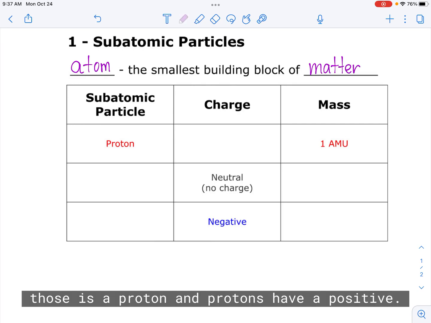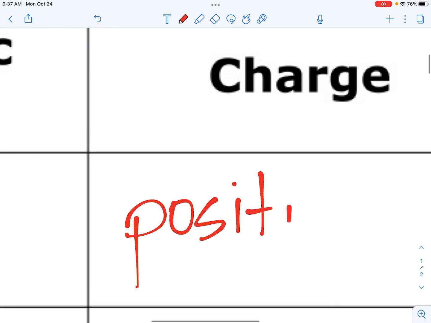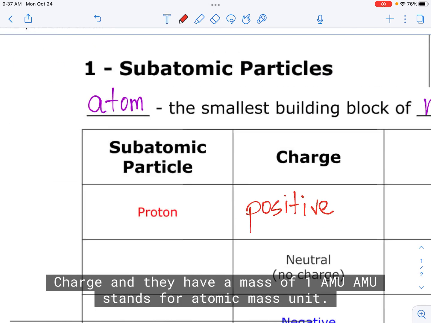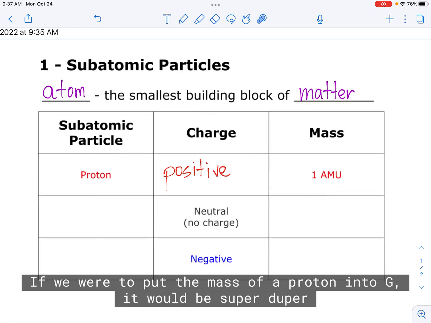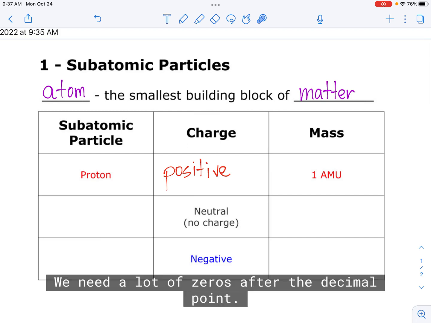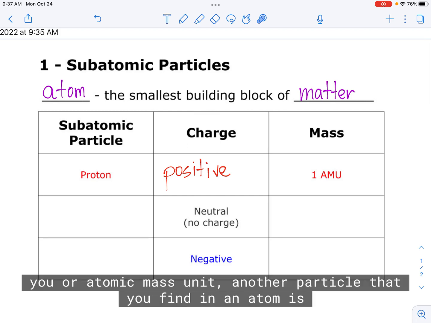One of those is a proton, and protons have a positive charge, and they have a mass of 1 AMU. AMU stands for atomic mass unit. If we were to put the mass of a proton into grams, it would be super duper tiny. We'd need a lot of zeros after the decimal point. So instead we say 1 AMU, or atomic mass unit.